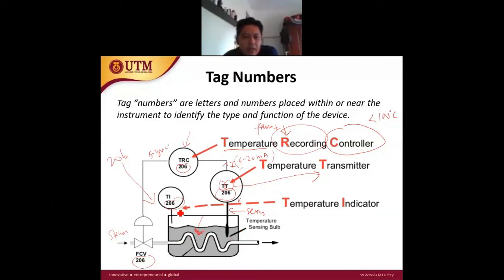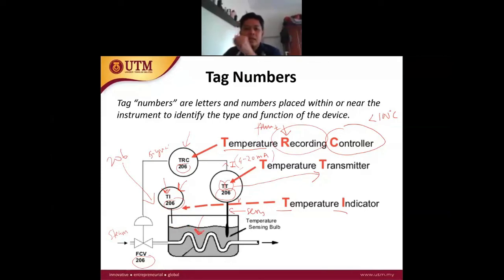So these three are connected and interdependent. But here we have one device, TI, temperature indicator. This is a sensor. It measures the temperature of the tank, but it has no connection to the other equipment. So this one only displays the output, probably somewhere just outside the tank.